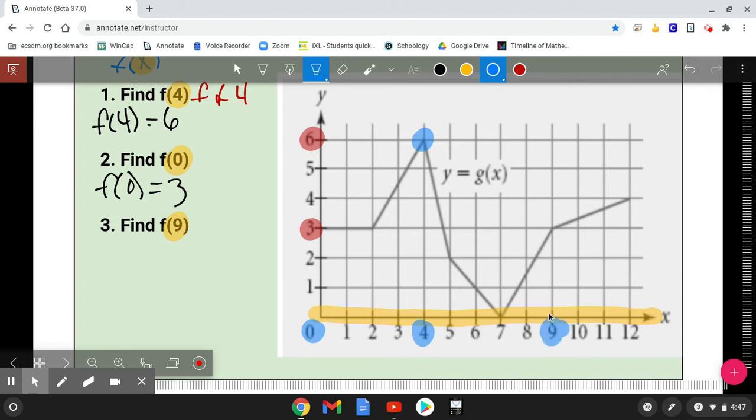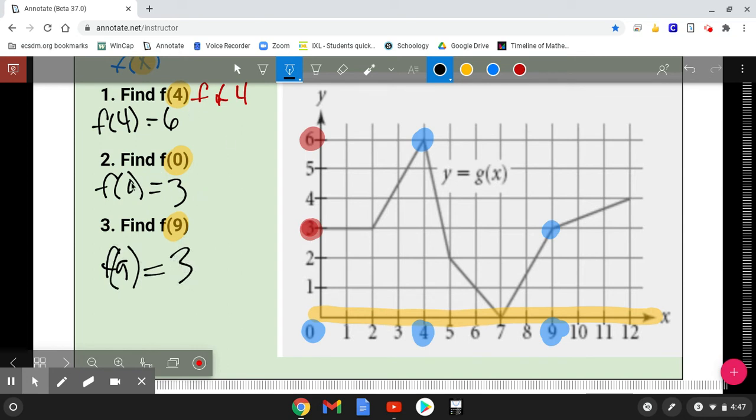We go up until when? How do you know when to stop? You know when to stop when you hit your function, which is right here. And then we need to look at that y value. So we go to the left, and there we go. We have 3 again. So that means f of 9 is equal to 3.